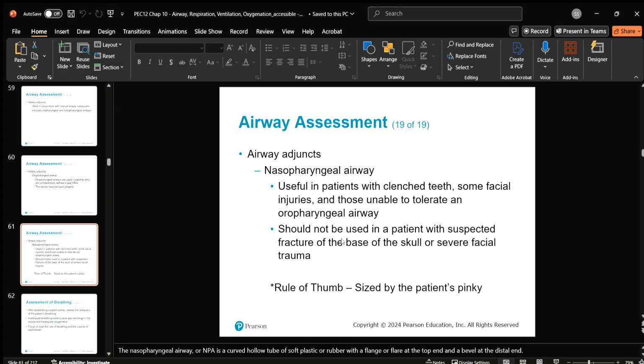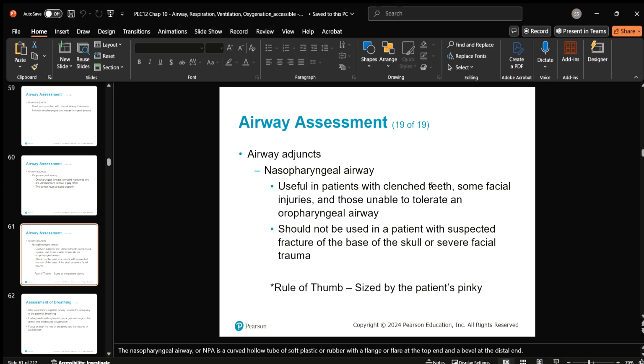The NPA. Some patients you cannot use an OPA for, for several reasons. Maybe they have a gag reflex like I mentioned, or maybe they have clenched teeth. Why might your patient have clenched teeth? A broken jaw? Why else? What if they're actively seizing? Are you going to put anything in the mouth of a patient that's actively seizing? No, absolutely not.